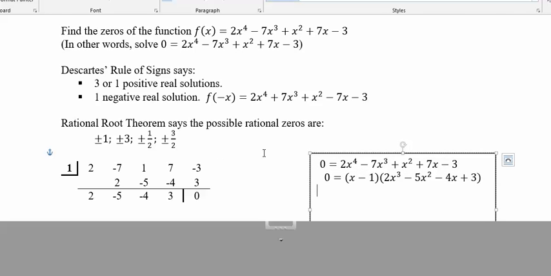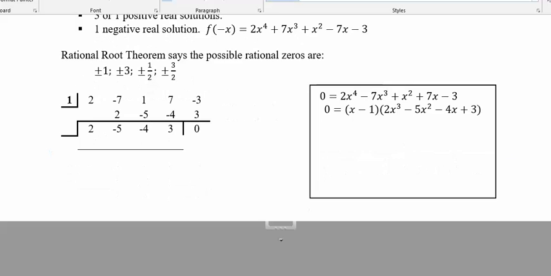Now I'm going to proceed and I'm going to try to factor this polynomial right here. I could try 1 again. I don't think I'm going to try 1 again. I'm going to go ahead and try 2. So let's see what happens with 2.